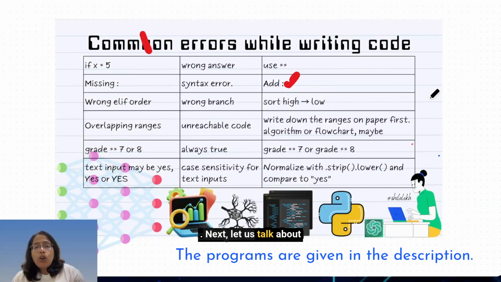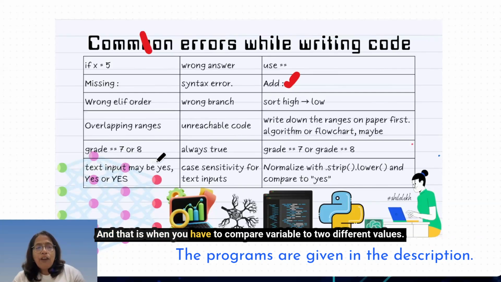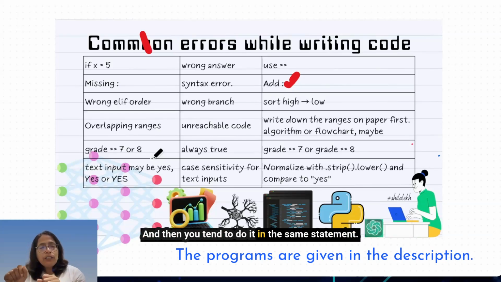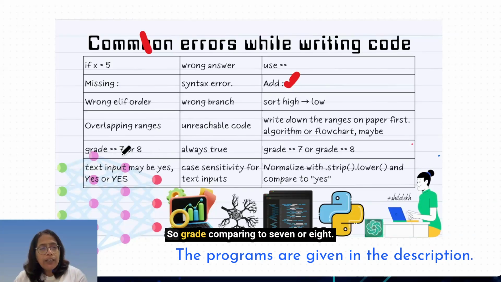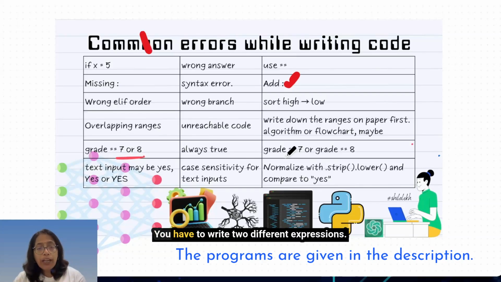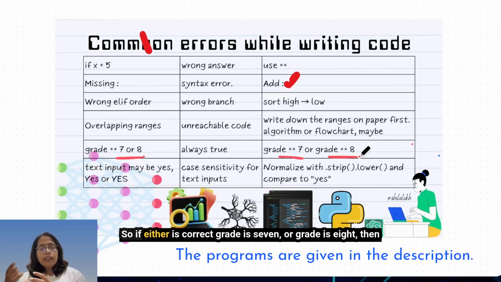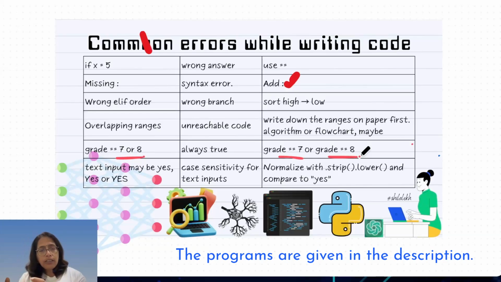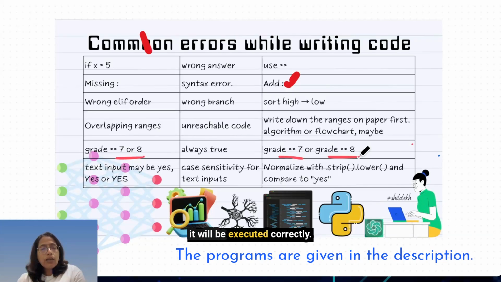Next, let us talk about a very common error, and that is when you have to compare a variable to two different values and then you tend to do it in the same statement. So grade comparing to 7 or 8. No, my dear, you cannot do that. You have to write two different expressions. Grade is equal to 7 or grade is equal to 8. So if either is correct, grade is 7 or grade is 8, then it will be executed correctly.